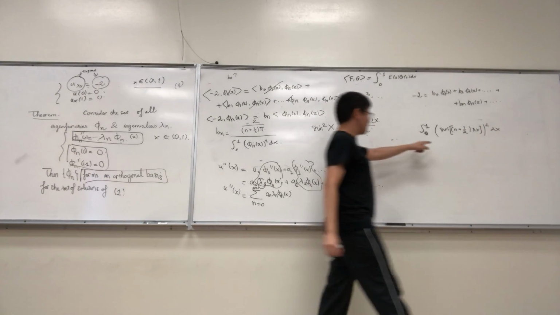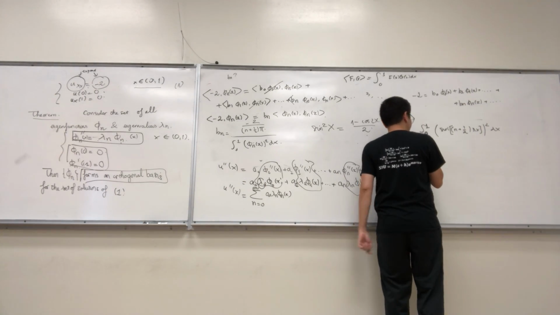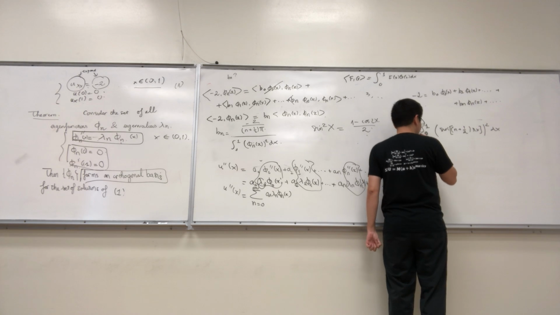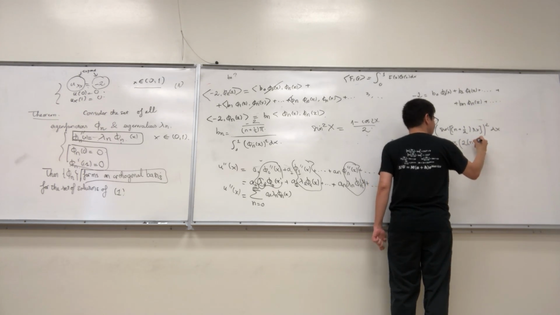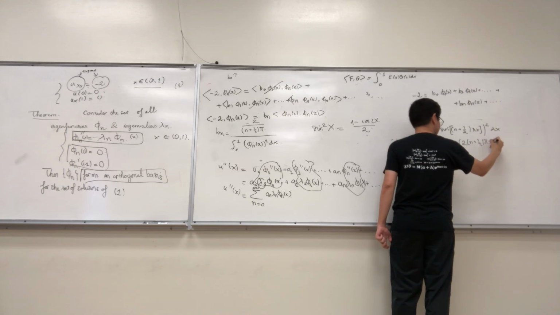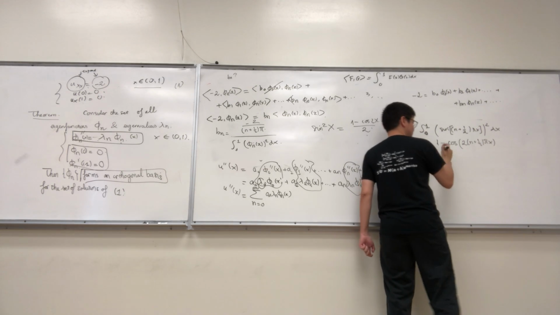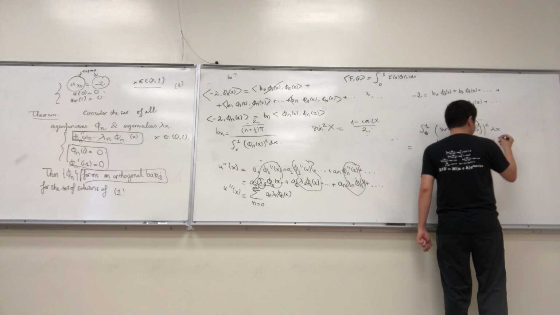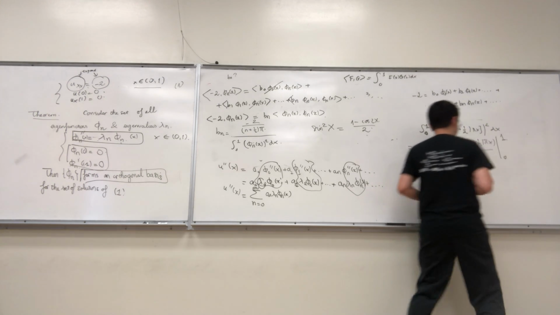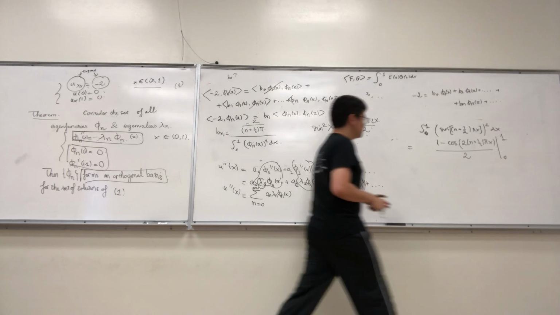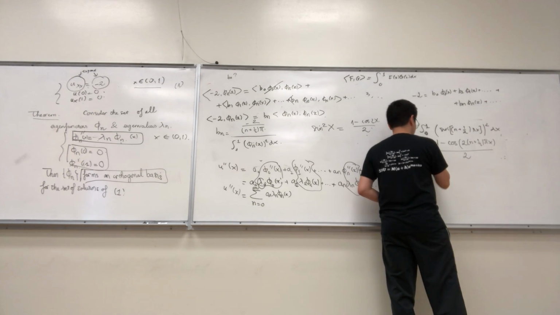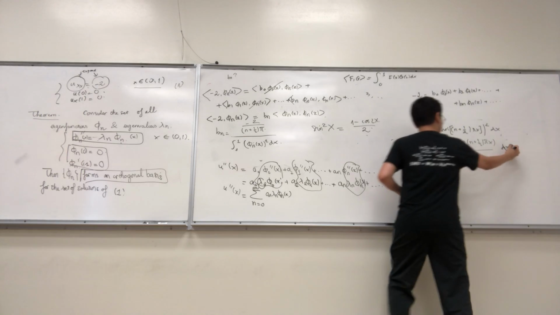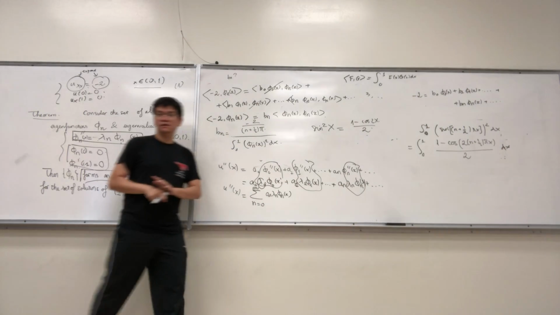So then I'm going to replace this here. I'm going to have the integral from 0 to 1 of 1 minus cosine of 2 times (n plus 1 half) pi x, and I have to divide by 2. So I have the integral dx, right?